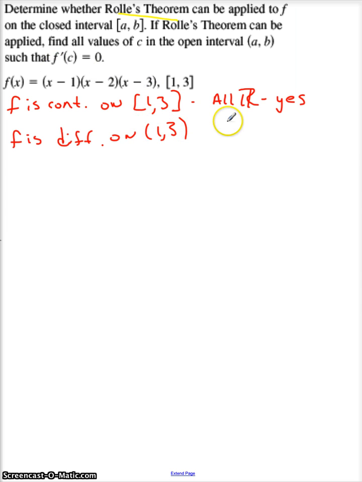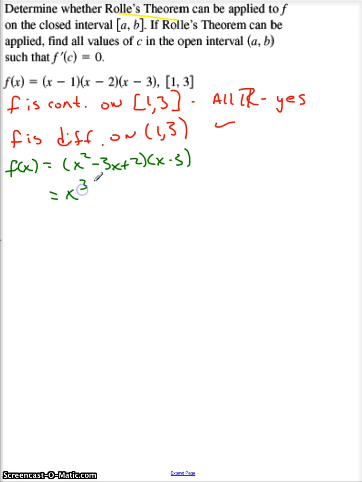And in fact, that is true as well because it's a polynomial. Now find all values such that the derivative is equal to 0. A couple ways we can do this. The first way, we could use the product rule, but let's just go on and multiply this out. Let's see, this first one is x squared minus 3x plus 2 times x minus 3. Now let's multiply this out.